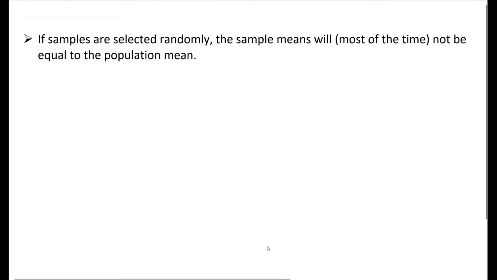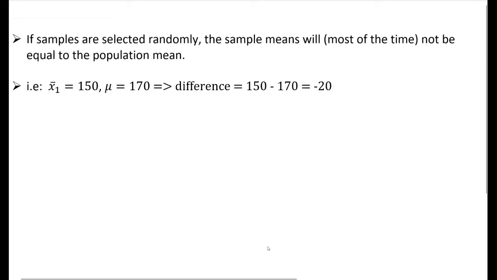Okay, so if the samples are selected randomly, the sample means will most of the time not be equal to the population mean. So for example, in the previous example, the mean was 170, and we computed the sample mean and got about 150. So most of the time they're not going to be equal to the population mean. This is the example that I mentioned earlier. Our first sample mean was 150, but our population mean was 170. So we got a difference of negative 20. We were 20 under the population.